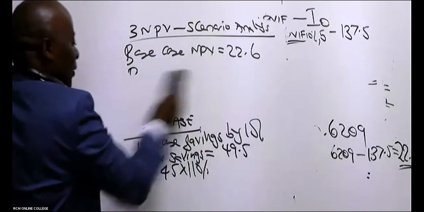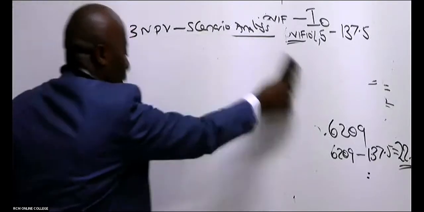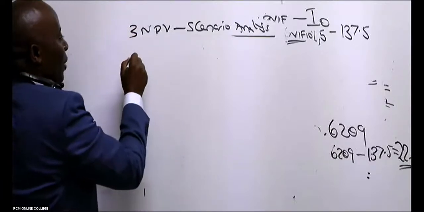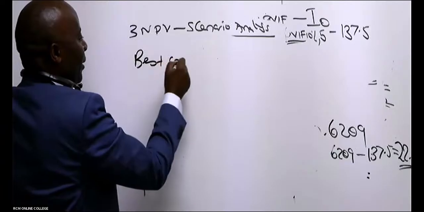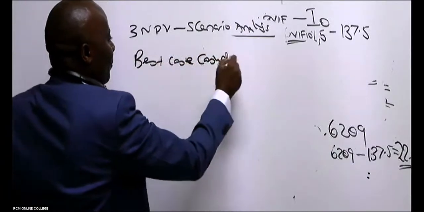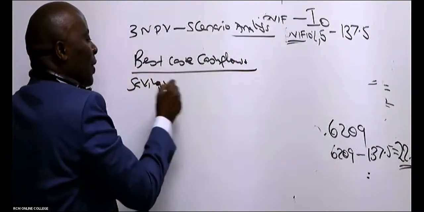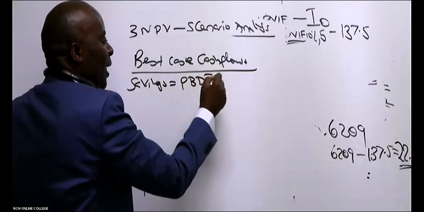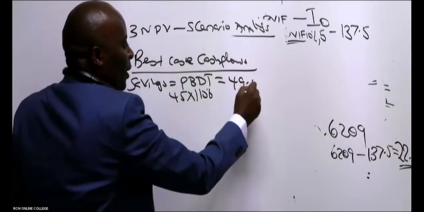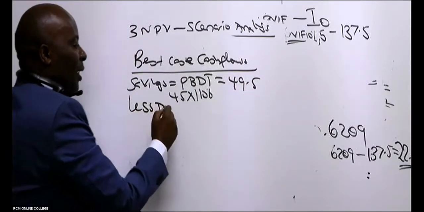So in this case, for the best case scenario, ladies and gentlemen, remember the most important thing is to get your cash flows, which will be discounted. So here we have our best case cash flows. We start with our savings, and this savings here will be our profit before depreciation and tax. So it is 45 times 110%, which gave us 49.5. Then we come and less tax first.